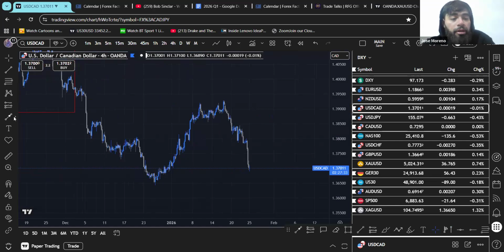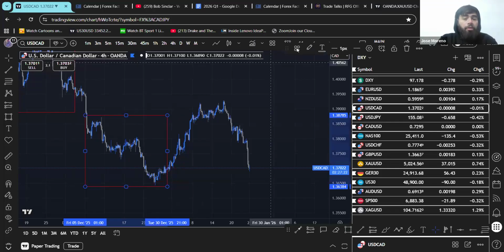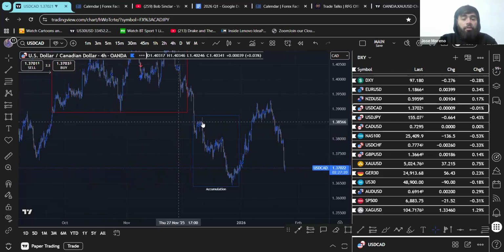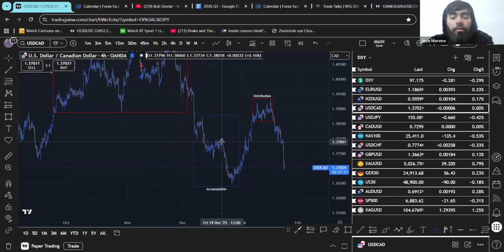We accumulated here. We could probably do it since here. Oh, whoops. Let me check the chat here real quick. GJ? Sure, we'll check GJ in a bit. And then here we got accumulation, taking out the highs of that accumulation and then creating a distribution over here at the top.